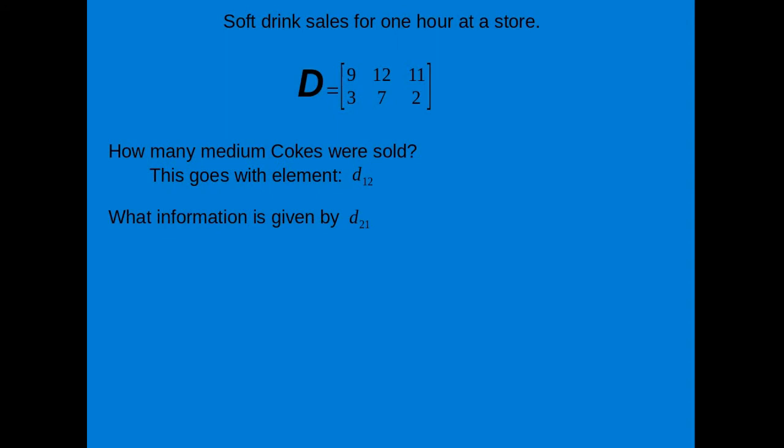What information is given by the element D sub 2, 1? Well, this would be row 2, column 1. So you should remember that this would go with the number of small root beers sold. Or 3. 3 small root beers.